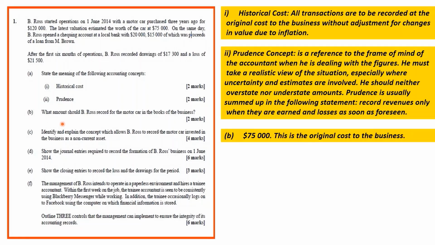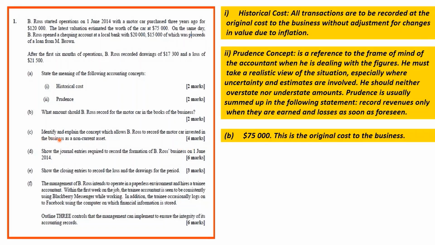Part B. What should B. Ross record for the motor car in the books of the business? It should record 75,000. This is the original cost to the business. The 120,000 was not the cost to the business. This was the cost to B. Ross 3 years ago. But he's now bringing it into the business, and the value or the cost to the business is 75,000. Remember what we said here? It must be the cost to the business.